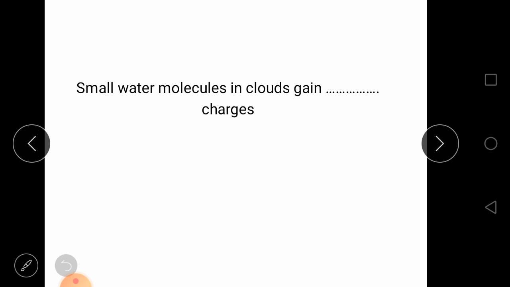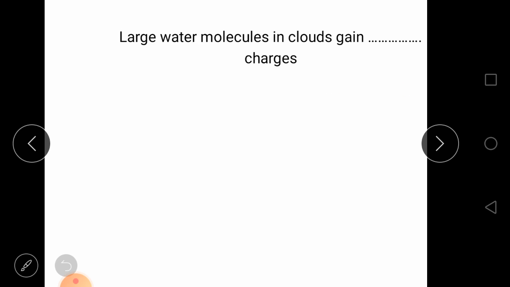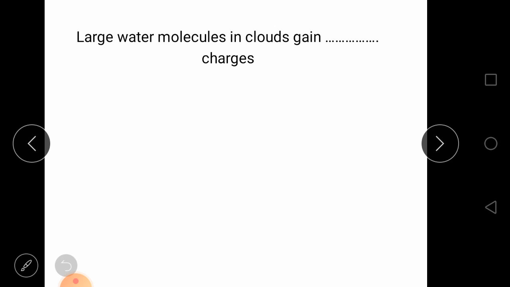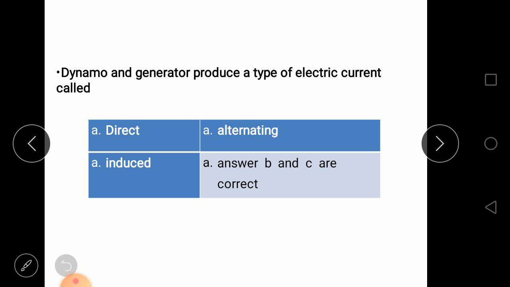Large water molecules in clouds gain negative charges, and small water molecules in the cloud gain positive charges. And here we have one of the questions, which is draw a circle. Dynamo is a generator that produces a type of electric current called alternating current, but it is also induced current. So A and C are correct.